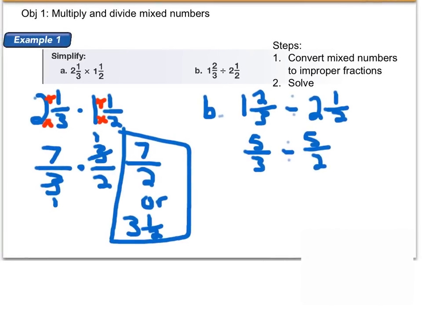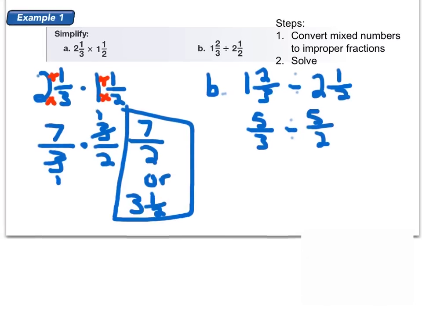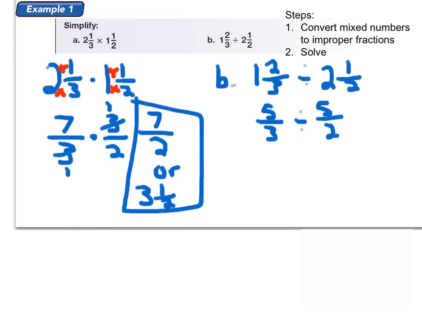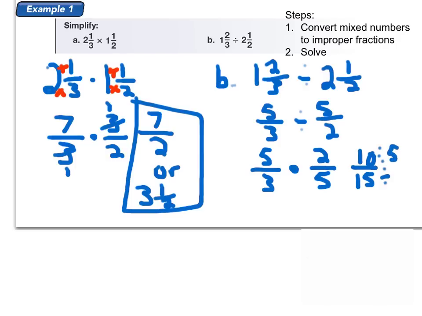Now remember, to divide fractions, we have to have some flippin' fun. So we're going to keep the first number the same, change the dividing to multiplying, and flip the second number over. Then we can either multiply first or simplify. It doesn't matter. This time I'm going to multiply first. 5 times 2 is 10. 3 times 5 is 15. Now we can simplify by dividing by 5, and we get 2/3.